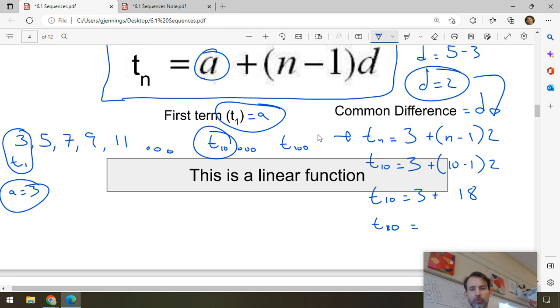T10 is equal to 21. And this shouldn't surprise us at any point. If I want to find the 10th term, I need to add this common difference 9 times to the first term. Make those types of logical connections for yourself to see where these formulas come from. Then you don't have to memorize them. You could just recreate them based on what you're seeing here.